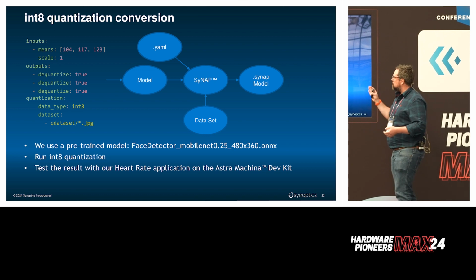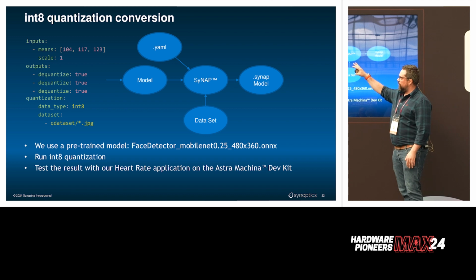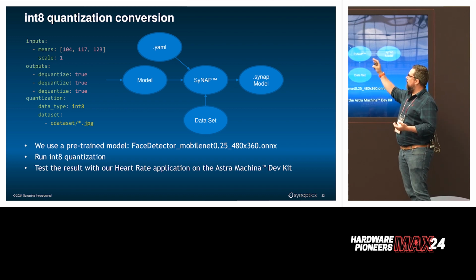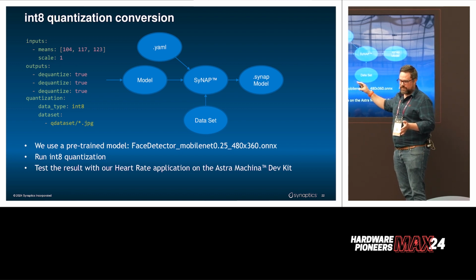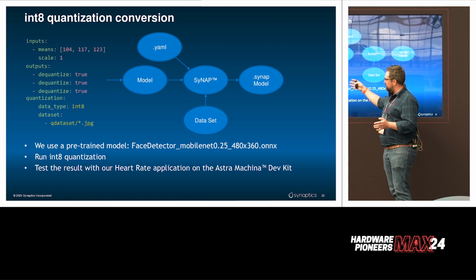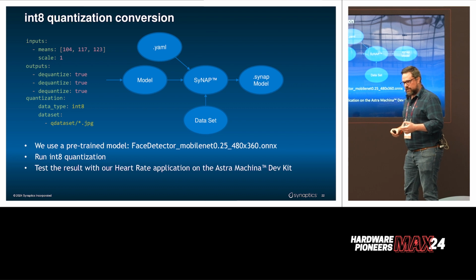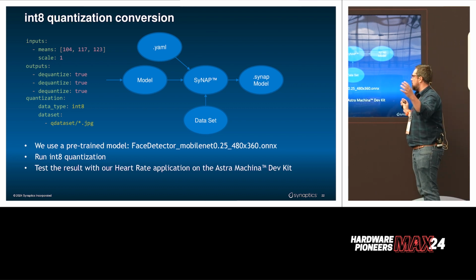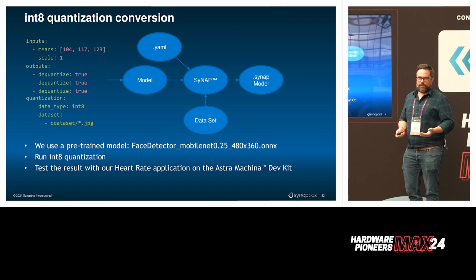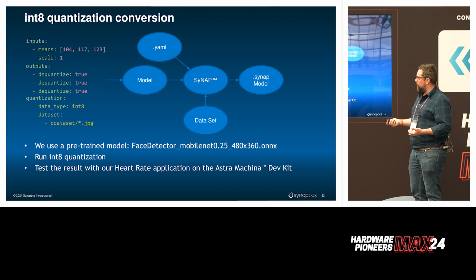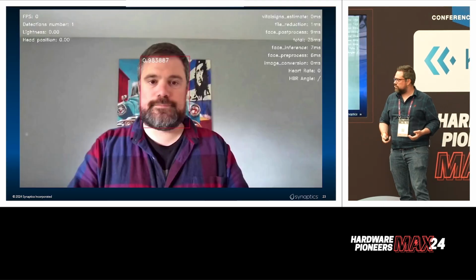So if I just summarize a bit what we're going to do, we have our YAML file with the different inputs coming from our model, with the mean and the scale. And what we need from the output is just some dequantized data. Then when we run the quantization, we just specify which type you want to use and the path to the data set. So Synap Toolkit will just bring everything together and then generate a new .synap model file that can directly run for your application. So let's see how it improves our final application.